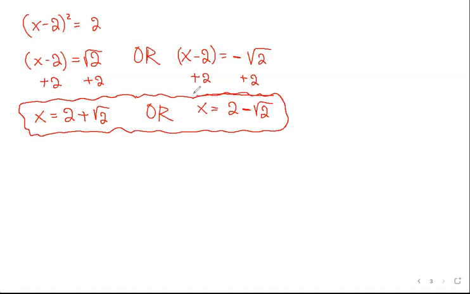Any question? Does it make sense how we do completing the square when the coefficient of x squared is not 1? Okay, if there is no question, let's go to the other types of equations.